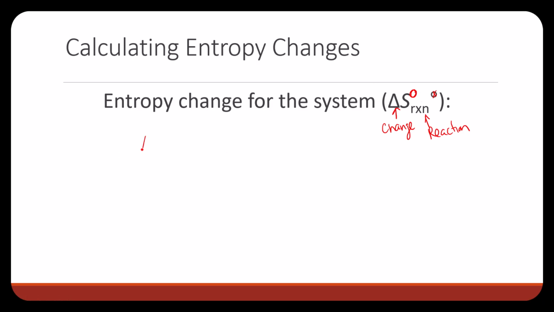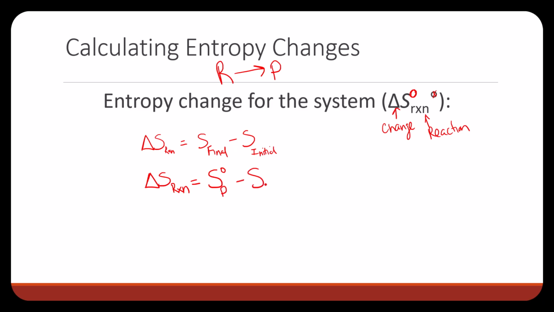So change in anything is always final minus initial. It doesn't matter if we're tracking change in finances, change in weight, change in entropy. We're always going to take final minus initial. Now, when we talk about chemical reactions, we don't typically talk about final and initial, right? We often talk about reactants and products. So when we're looking at the entropy change for a given reaction, we're going to look at the standard molar entropy for the products minus the standard molar entropy for the reactants. So that is our final and that is our initial.